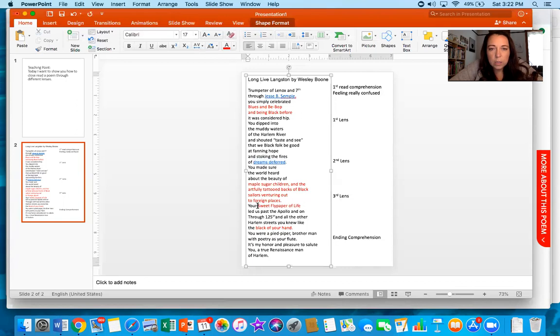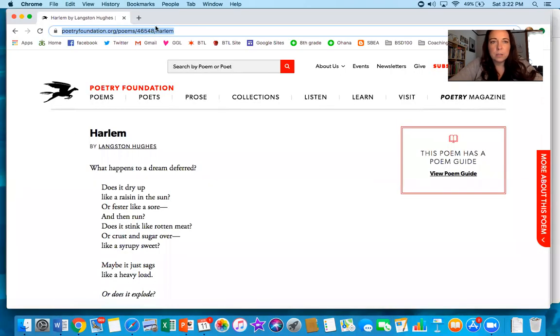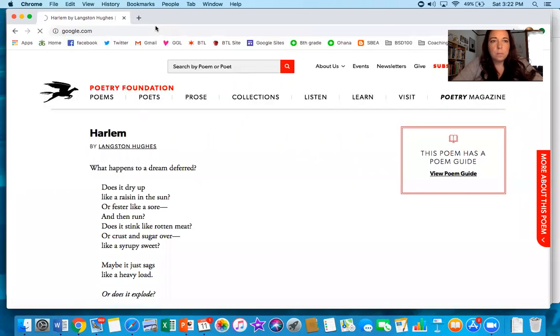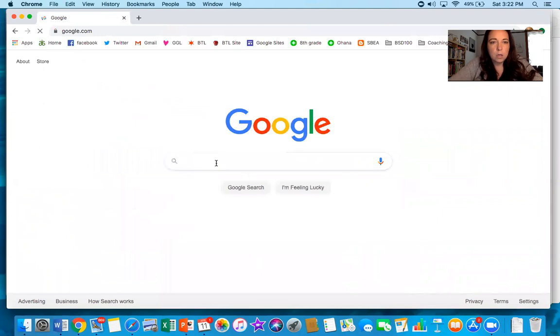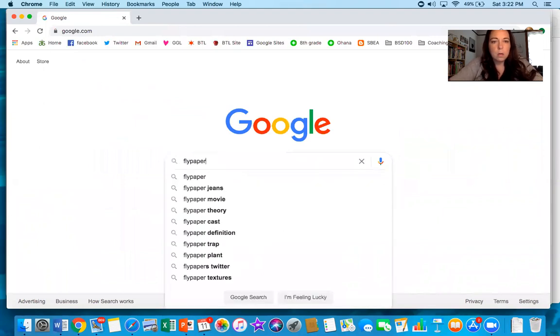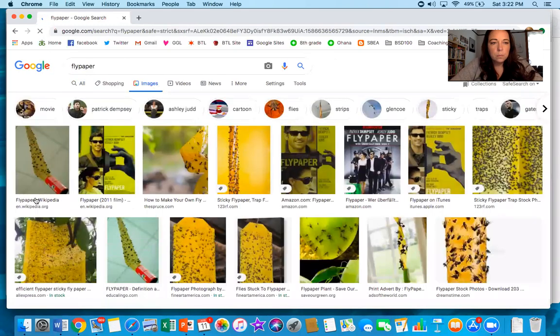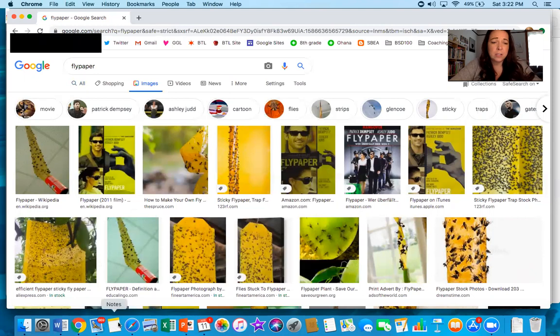Let's go with the sweet flypaper of life. So when I did that originally, I was thinking, does everyone know what a flypaper is? If I come on here and put flypaper, just so we all have this visual, right? This is disgusting, so I won't stay on here very long, but this is that sticky fly paper. When there's a lot of flies, you hang it up and it catches flies.